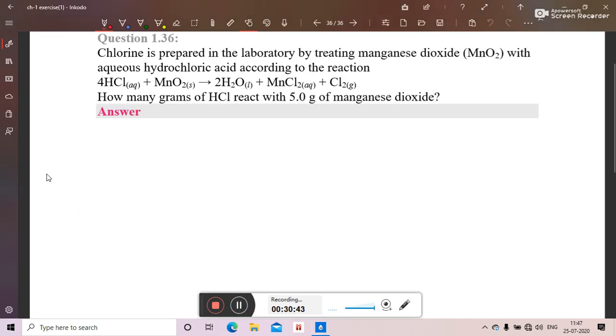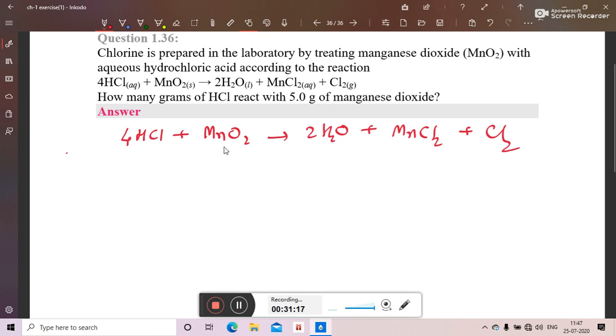Now the last question of the exercise, number 36. Chlorine is prepared in the laboratory by treating manganese dioxide, MnO2, with aqueous HCl. According to the reaction, 4HCl plus MnO2 gives 2H2O plus MnCl2 plus Cl2. How many grams of HCl react with 5 grams of manganese dioxide? Now the balanced equation is 4HCl plus MnO2 gives 2H2O plus MnCl2 plus Cl2.